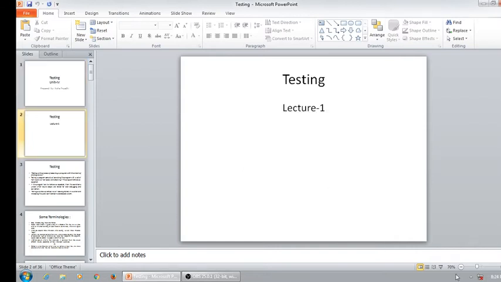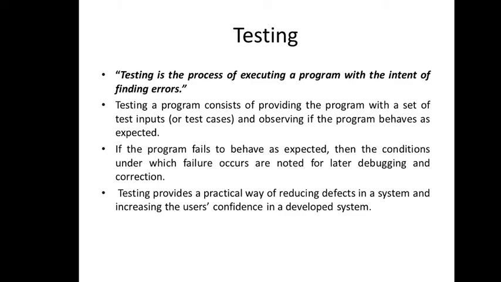So what do we mean by testing? Testing is a process of executing a program with the intent of finding errors. So what is the main aim? Our aim is to find the errors. We don't have to check for their absence. Anyhow, we have to try to identify the maximum possible number of errors, right?